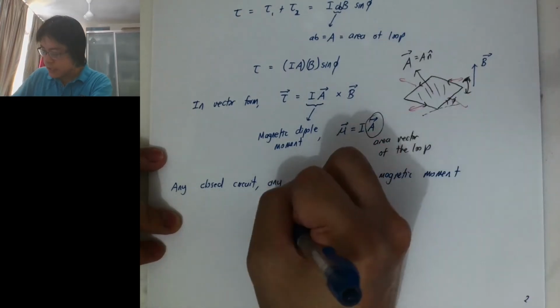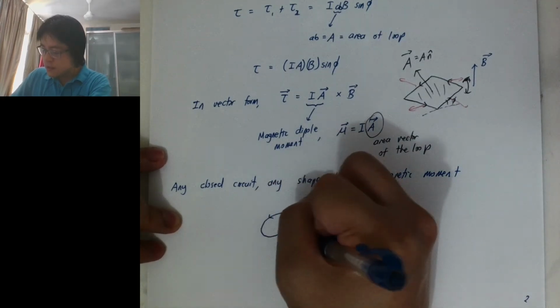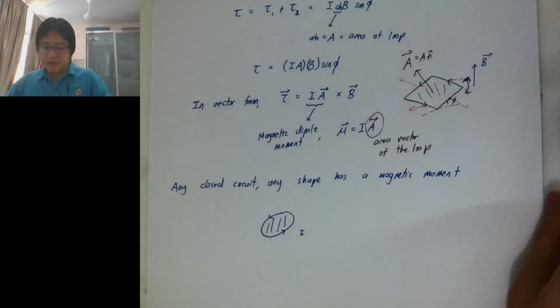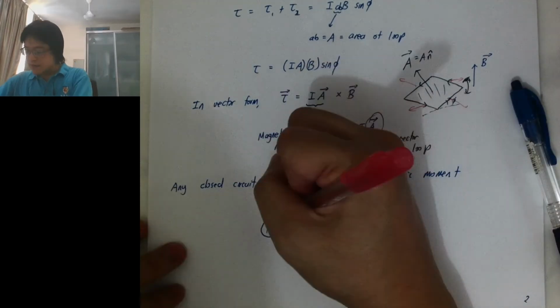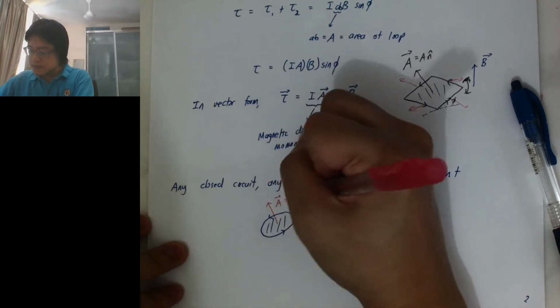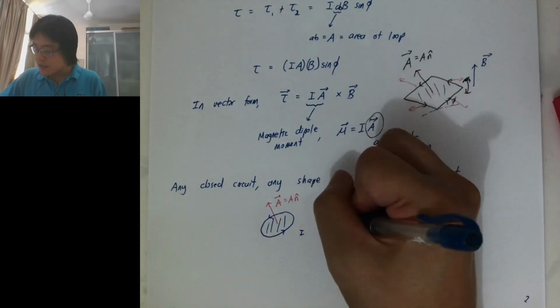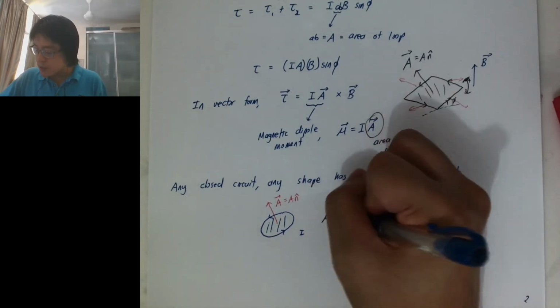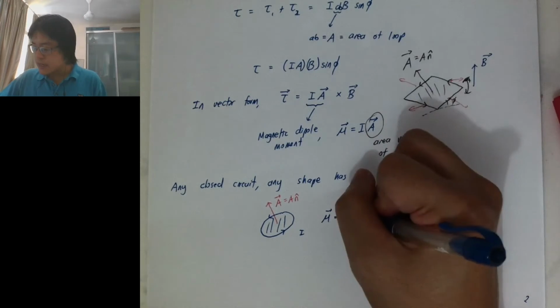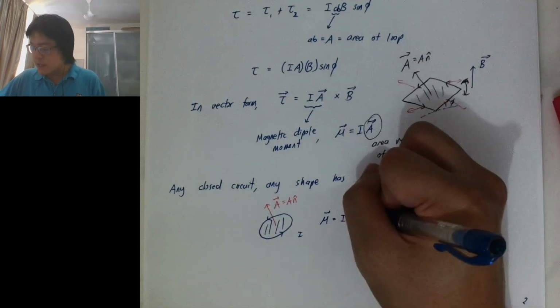So I can draw a circle, because that is sometimes the more common situation. The area is here, and from here I can get the area vector, which is just the area times the direction. The direction is this, and from here I can calculate the magnetic dipole moment of this object. It's just the current passing through here times the area vector.